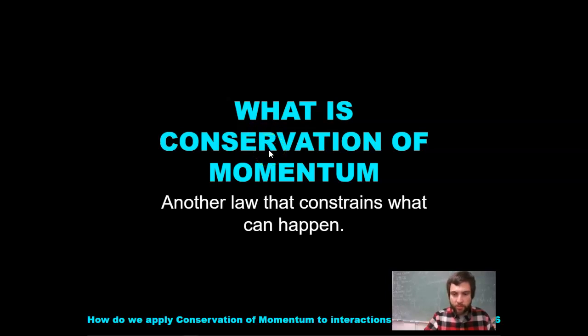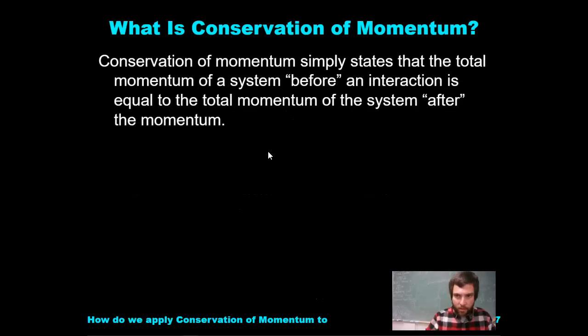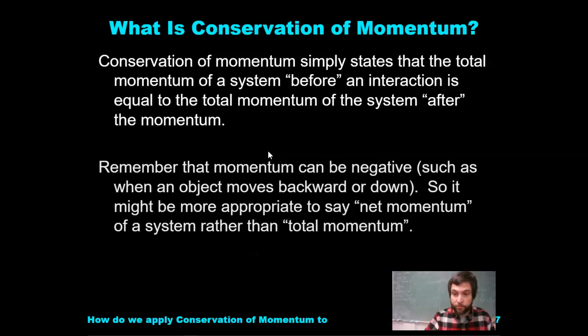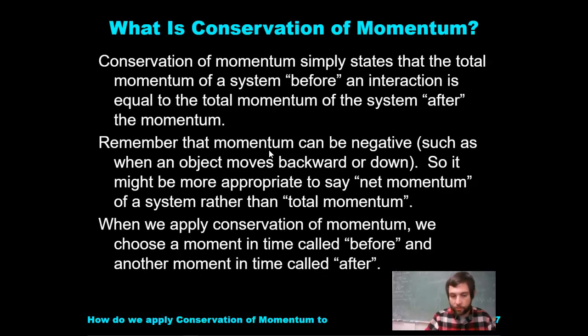Another law that constrains what can happen. Conservation of momentum simply states that the total momentum of a system before an interaction is equal to the total momentum of the system after. Remember that momentum can be negative, such as when an object moves backwards or down. So it might be more appropriate to say the net momentum of a system rather than total momentum, because if you change directions, then your momentum is absolutely changing, but you're going to end up with a negative momentum, either in the beginning or in the end.